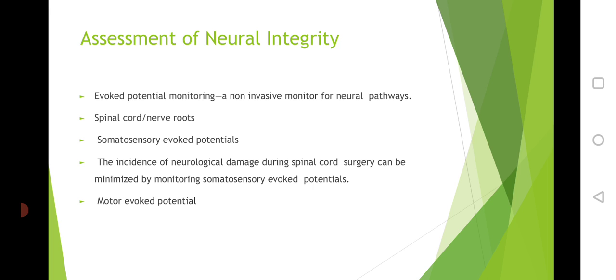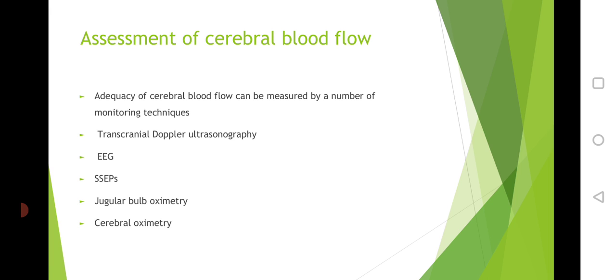Somatosensory evoked potentials. The incidence of neurological damage during spinal cord surgery can be minimized by monitoring somatosensory evoked potentials and motor evoked potentials. Assessment of cerebral flow. Adequacy of cerebral flow can be measured by a number of monitoring techniques, that is transcranial Doppler ultrasonography, EEG, SSEPs, jugular bulb oximetry, cerebral oximetry.